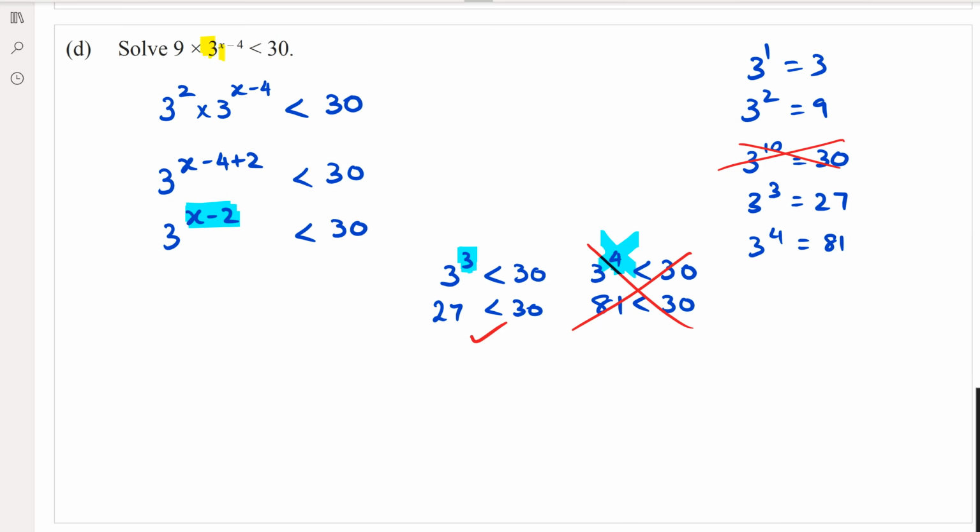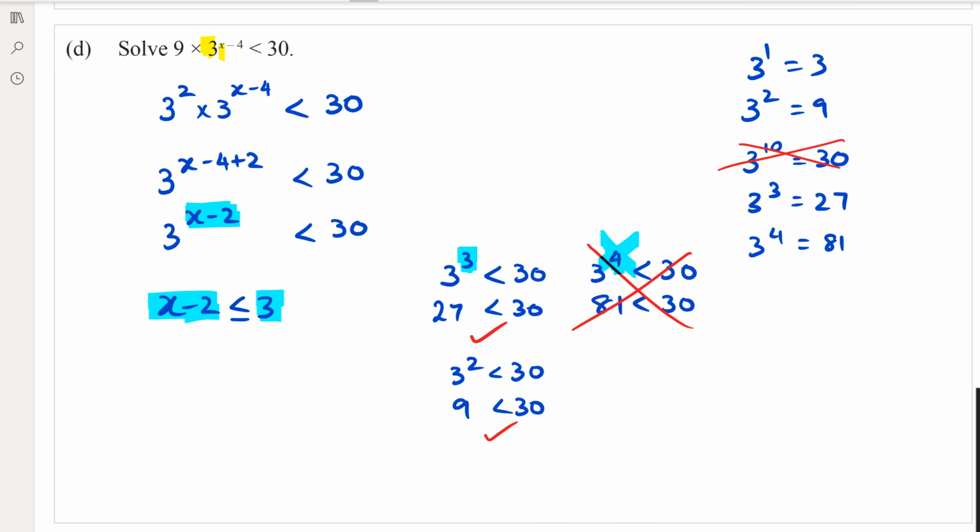So all we have to do then is just rewrite this whole thing as just saying x minus 2 is actually less than or equal to 3. Okay, so all I've done is I've said that the power, x minus 2, has to be less than or equal to 3. Because it can be 3, it can be 2. Because remember, if you have the power as equal to 2, then you're going to get 3 squared. And is 3 squared less than 30? You're going to get 9 is less than 30, which is correct. All right, and the same thing applies for 3 to the power of 1, 3 to the power of 0, and so on. So the simplest way to write it is that we actually put x minus 2 is less than or equal to 3.